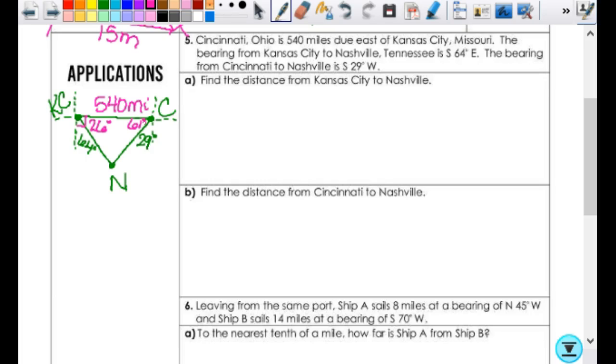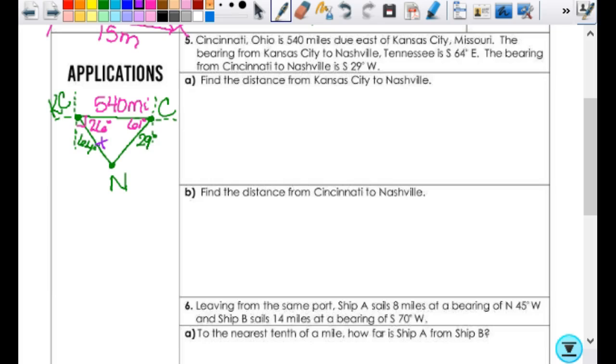So it says, find the distance from Kansas City to Nashville. So from Kansas City to Nashville, I'm going to call this x right here. Would I use the law of sines or the law of cosines? Law of sines. Now, you have to get the picture drawn to even get that far, and that's what stumps most people, the pictures. So we're going to do law of sines.